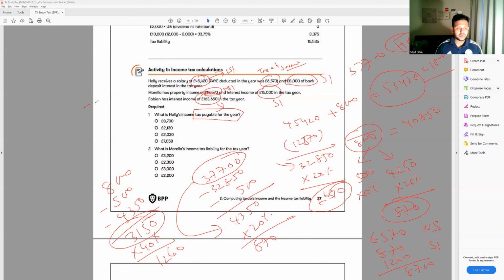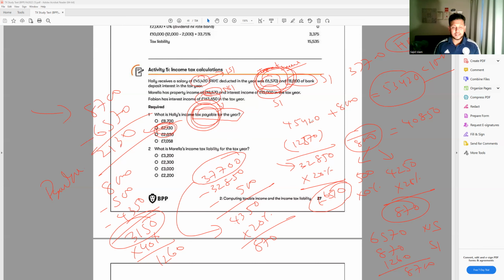But remember, I'm not going to pay 8,700 because I already paid 6,570 from my employment. So minus 6,570 gives us 2,130. This is the one I'm going to pay. The question asks for the tax payable, not the liability. If they say liability, then it's 8,700. But if they ask how much you need to pay, that is 2,130, because I already paid some tax at source. So 2,130 will be the answer to number 2.